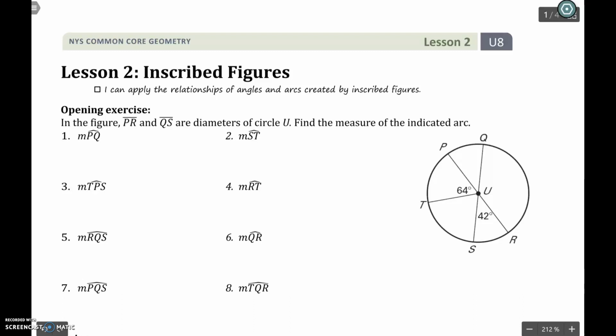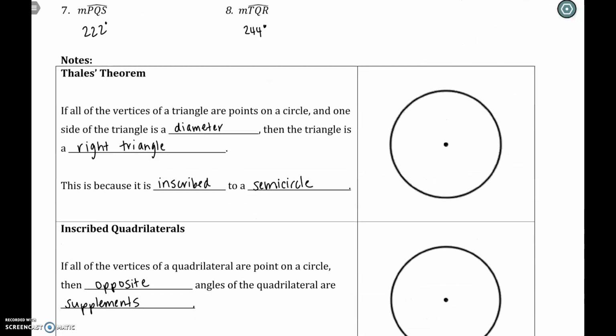So for the opening exercise, please give it a shot and then come back and check your answers. Pause it here. And those are the answers. And we'll go on to the notes.